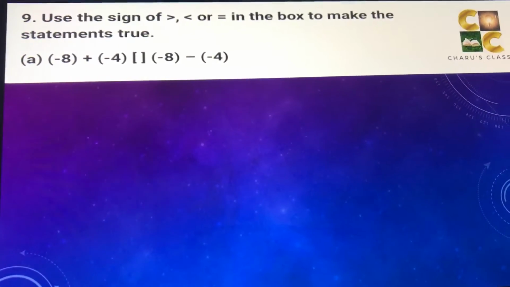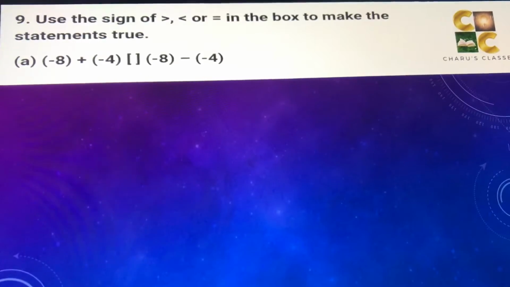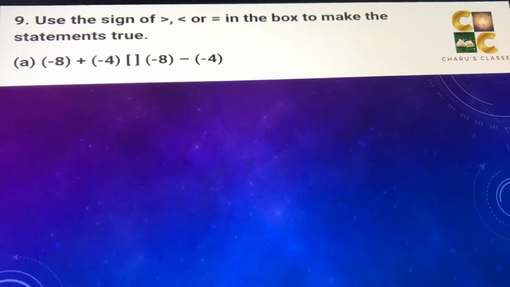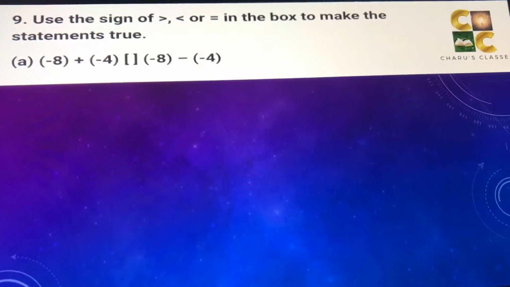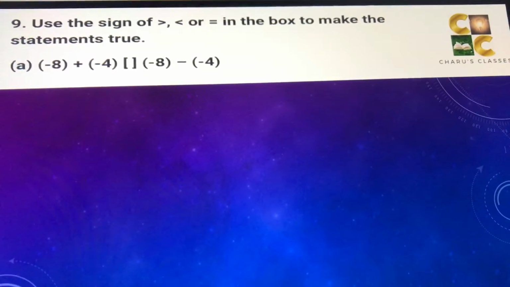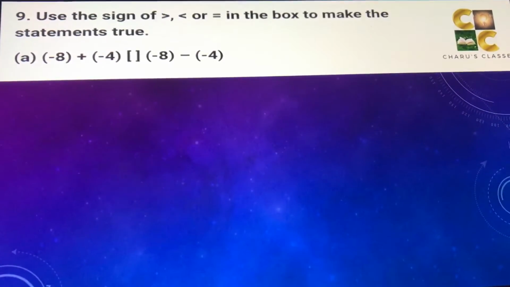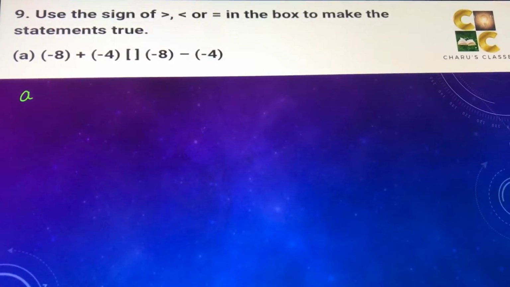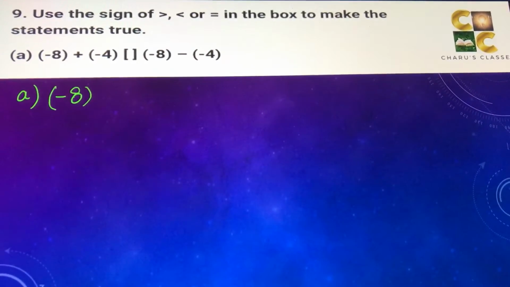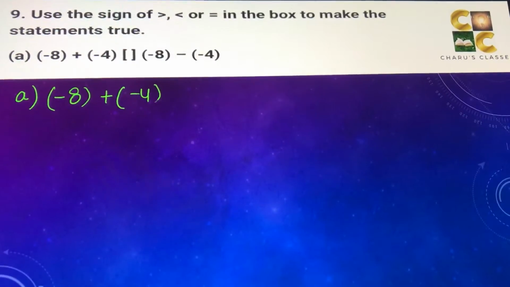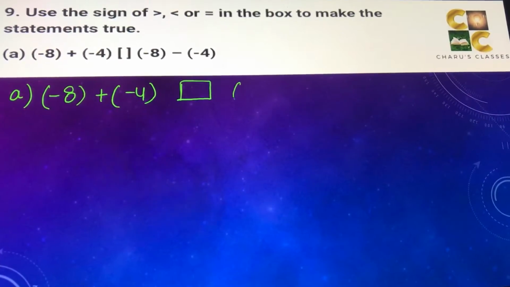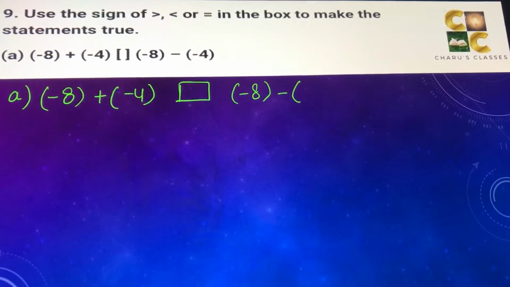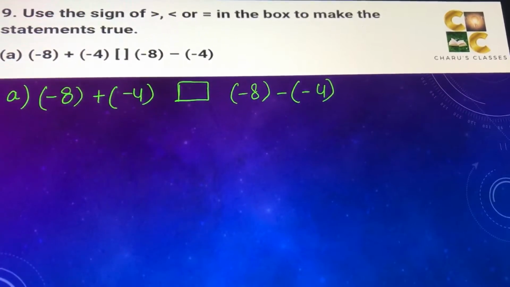Hello students, today we are going to do question number 9 of exercise 1.1 class 7. Use the sign of greater than, lesser than or equal to in the box to make the statements true. The first statement is -8 plus -4, and on the right hand side we have -8 minus -4.